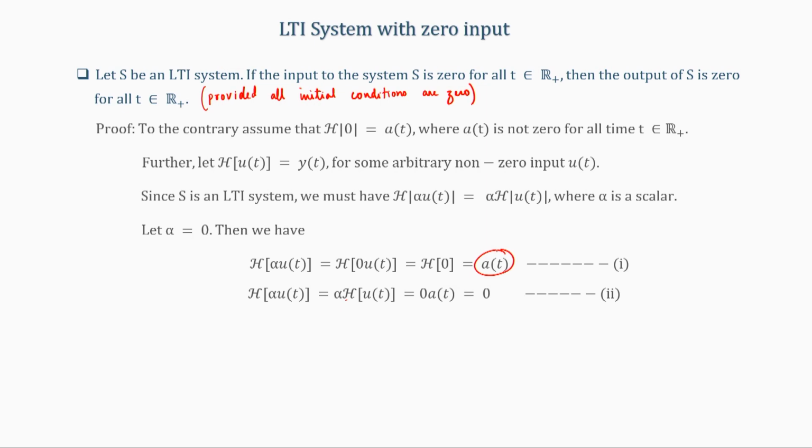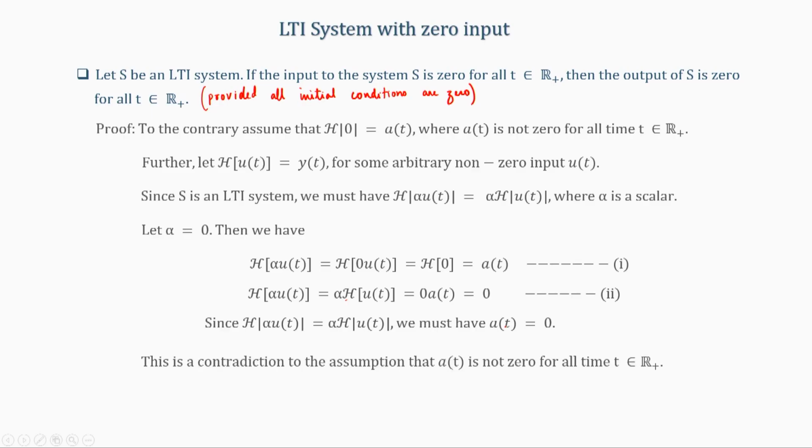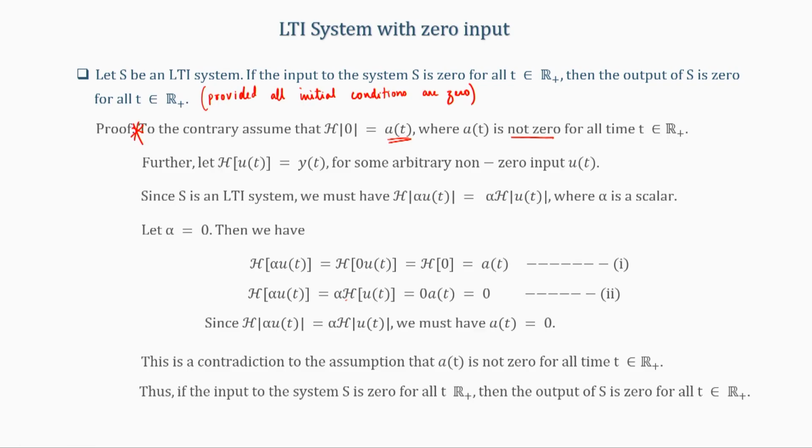So, this and this must be equal. Now, if this and this must be equal, then what happens? Then there is a contradiction, because we started with the assumption that a(t) is not 0 at all times. So, since we have reached a contradiction, our first assumption itself was invalid. This is called proof by contradiction. So, we have proved that if the input to the system S is 0, then the output of the system must be 0, provided initial conditions are 0.